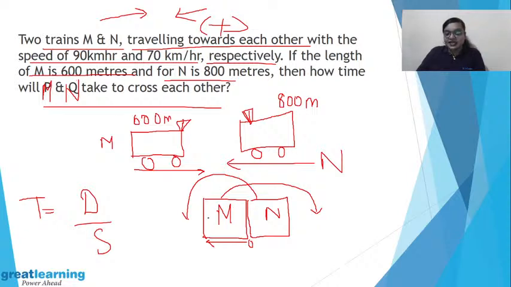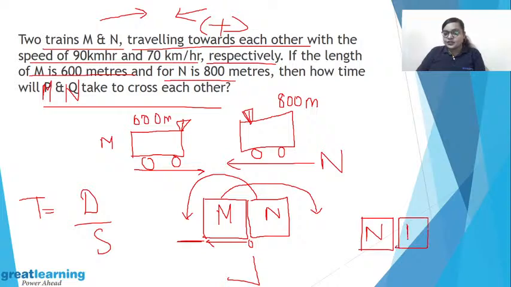So what I'm trying to say is, whenever I'm going for a train-based question, this train and this train will start crossing each other. N has to completely travel across M and reach here, right? And similarly M has to completely cross N and go here. So N will come here and M will come here, which means they are traveling this entire distance of N and M together. Can I say that?